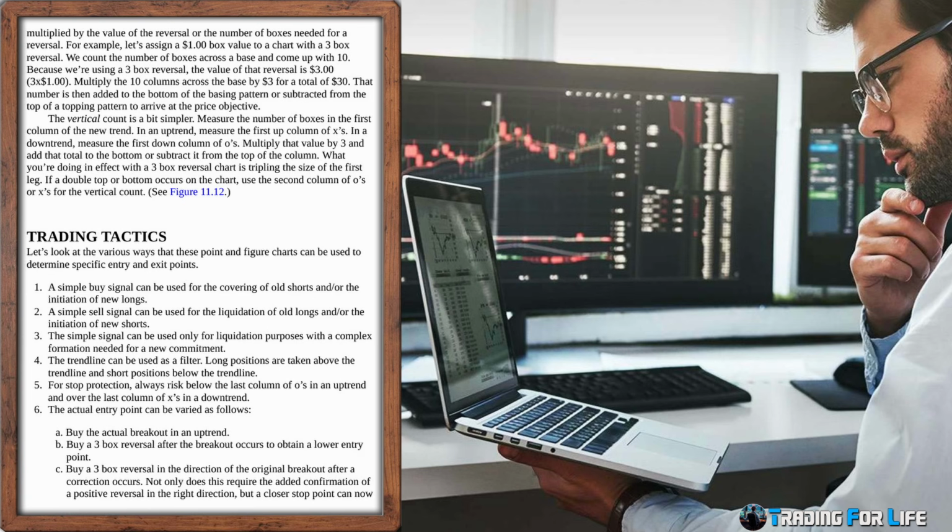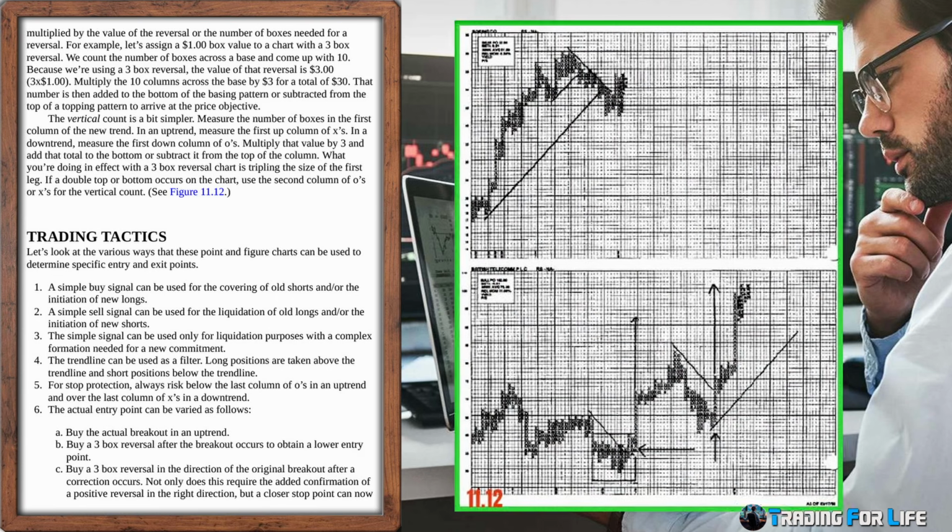Measure the number of boxes in the first column of the new trend. In an uptrend, measure the first up column of X's. In a downtrend, measure the first down column of O's. Multiply that value by 3 and add that total to the bottom or subtract it from the top of the column. What you're doing in effect with a 3-box reversal chart is tripling the size of the first leg. If a double top or bottom occurs on the chart, use the second column of O's or X's for the vertical count. See figure 11.12.